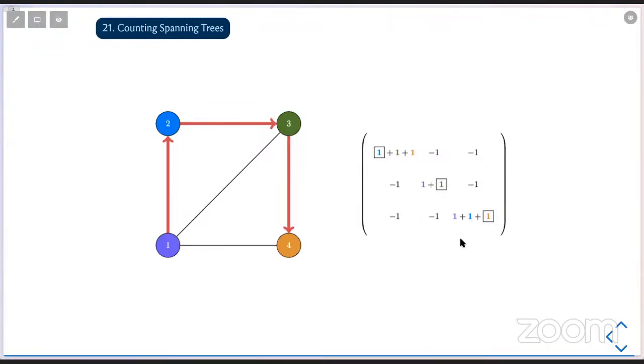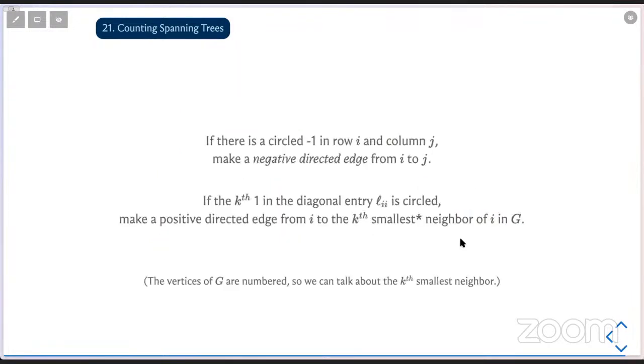And if it happens to be that the column index matches the row index, I have a diagonal entry, then you also have to tell me which +1 am I picking. That's what a typical term in a super expansion looks like. If I picked a -1 term, that's a negative edge from i to j. And if it's a +1 term, then that's going to be a positive edge from i, the row index, to the kth smallest neighbor if you're picking the kth one from the diagonal sum. So that's a recap of what the graph construction was like.